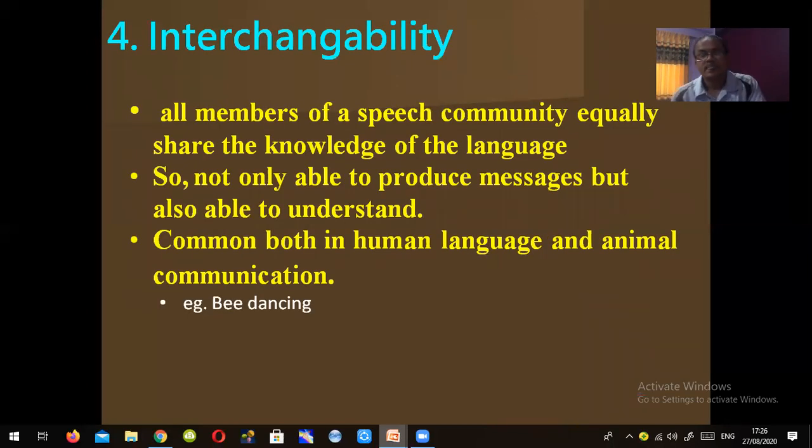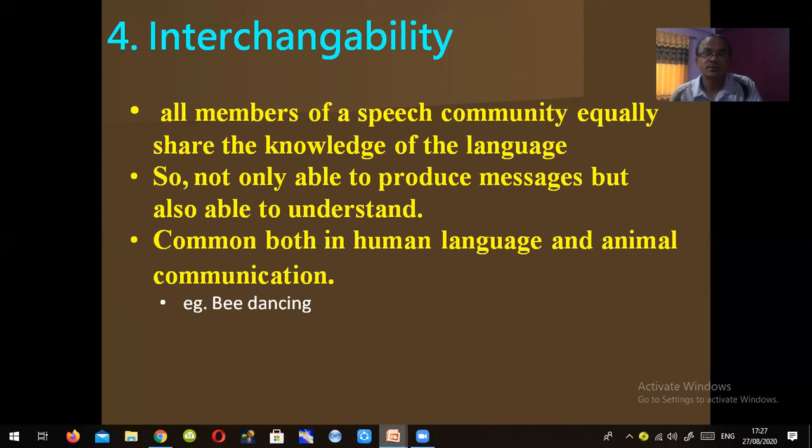Another feature of language is interchangeability. It means all members of a speech community equally share the knowledge of the language. So people of that community are not only able to produce messages, but also able to understand. To understand Nepali, to understand English, you need to share certain conventions, certain features of that language, by both speaker and hearer.